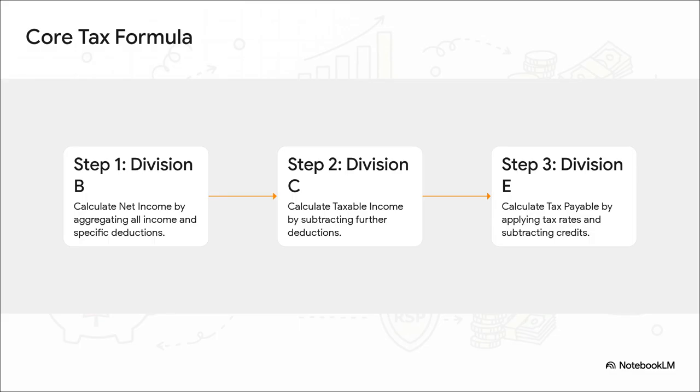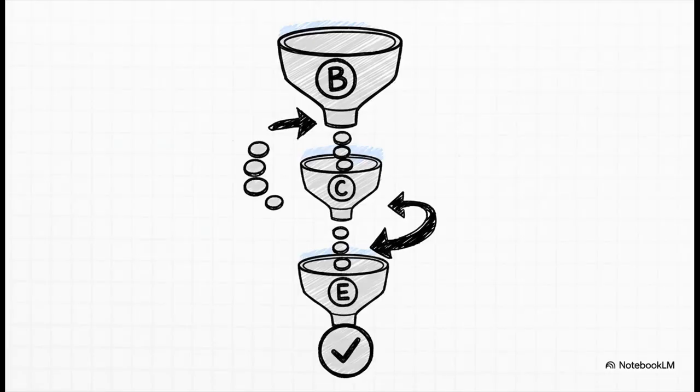Act 2 is Division C, where we take a few more deductions to find your taxable income. And for the finale, Act 3, Division E, we apply the tax rates to that taxable income and subtract credits to find out what you actually have to pay. Now, here's something you absolutely have to remember. This is a sequential process. These steps flow into one another.